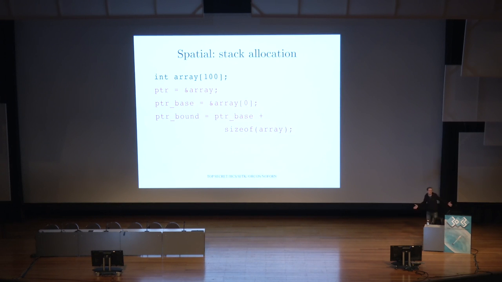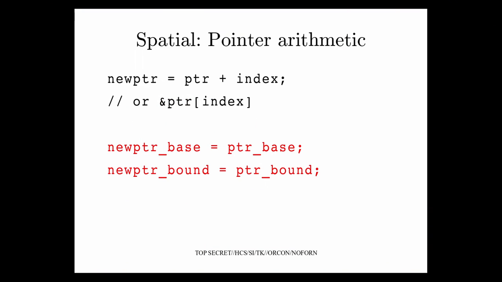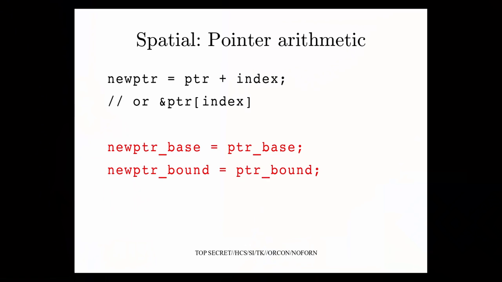Stack allocation pretty much works the same. Base address is the base address of the array, and the bound is the base plus the size of the array. Very, very straightforward. This is where C is tricky, and this is why it's hard to come up with a good memory access solution for C. You have pointer arithmetic.